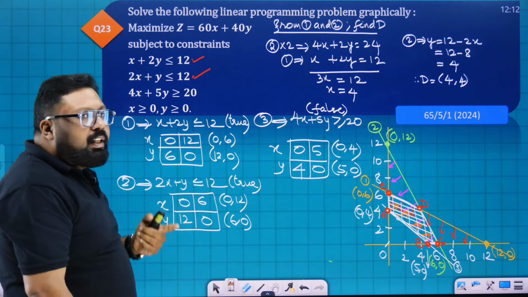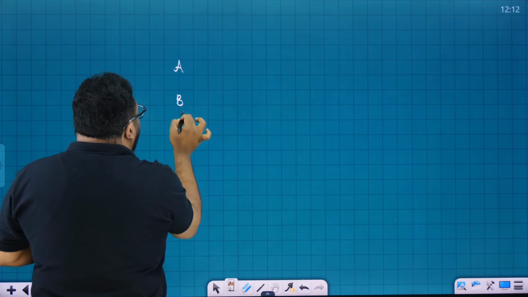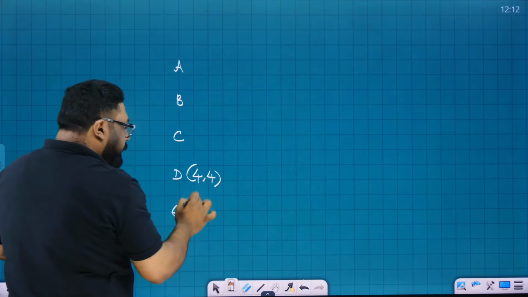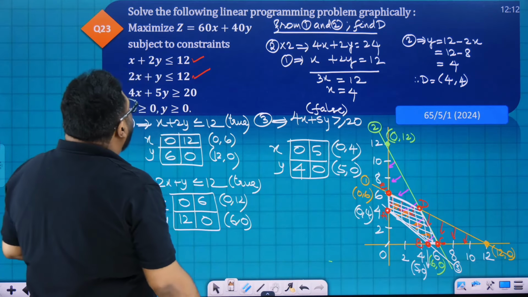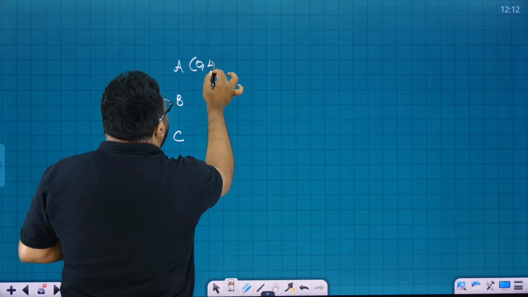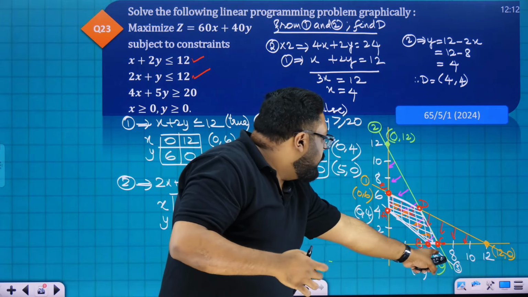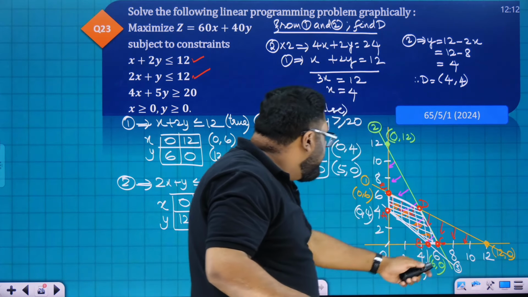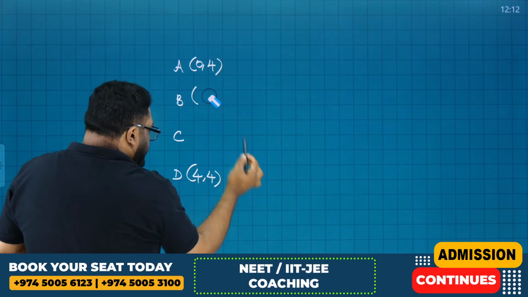Now we can put these corner points in the value of Z. So what is the value of Z now? We put the corner points A, B, C, D, E. D we just now found out, (4, 4). Now what is A? A is (0, 4), B is (6, 0). Next, point C is over here, which is (6, 0). B is (5, 0). Okay. This is (5, 0).